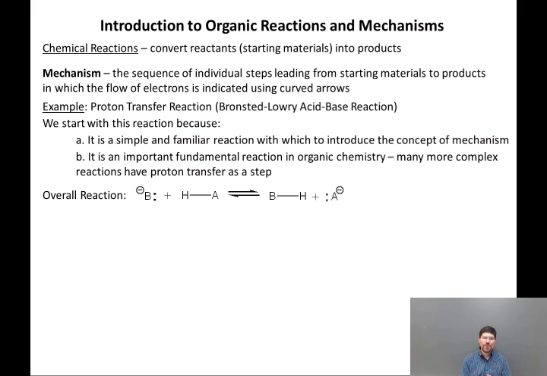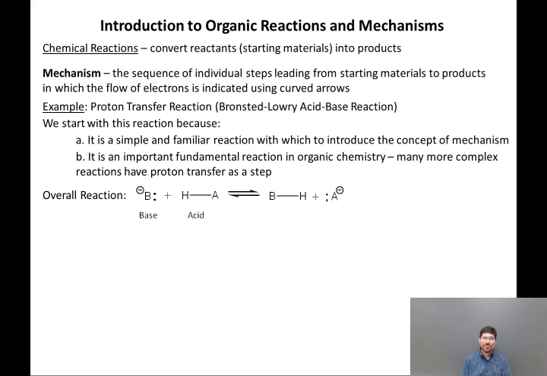Okay, so the overall reaction of a proton transfer is that you have a base. We'll call it B, generic base. Bases frequently, but don't always, have negative charges on them. But what bases have to have on them in the Bronsted-Lowry definition is a lone pair. The base reacts with an acid. We'll call it HA. What an acid has to have on it is an acidic hydrogen.